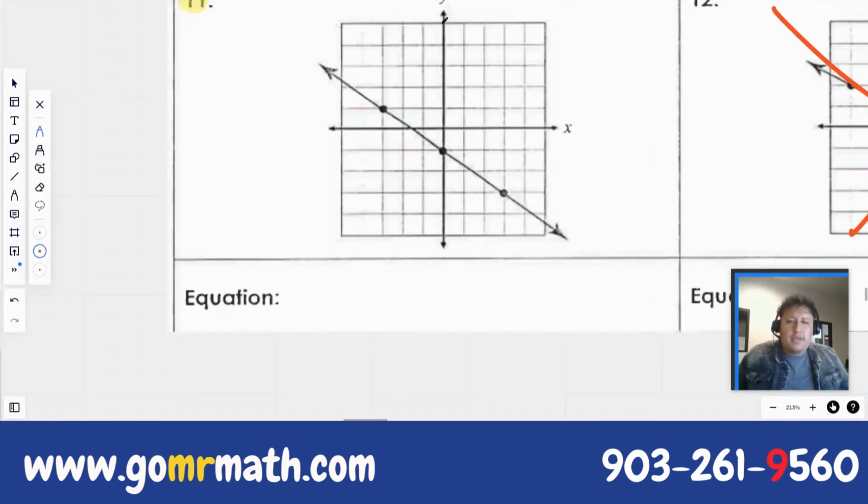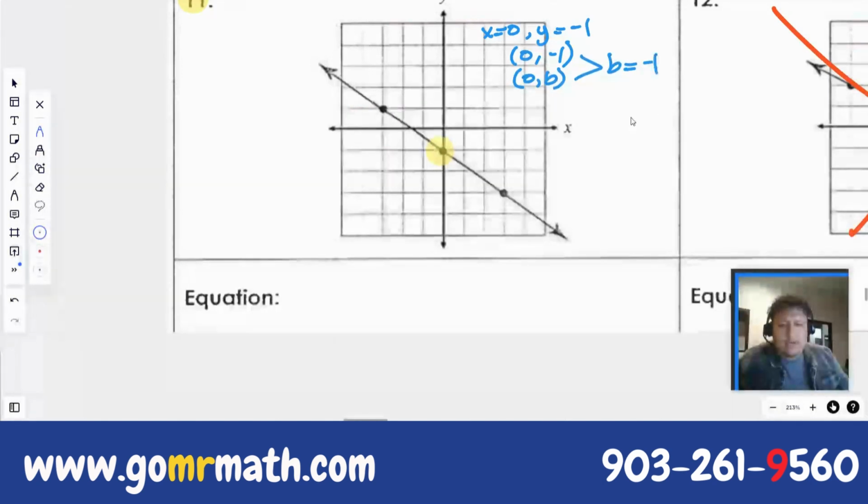So first of all, we have here the y-axis. The first element that we can see is the intercept. That is the y-intercept. So when x is 0, y is equal to -1. So we have this coordinate, (0, -1). And if you remember, this was (0, b). Therefore, my b is equal to -1.